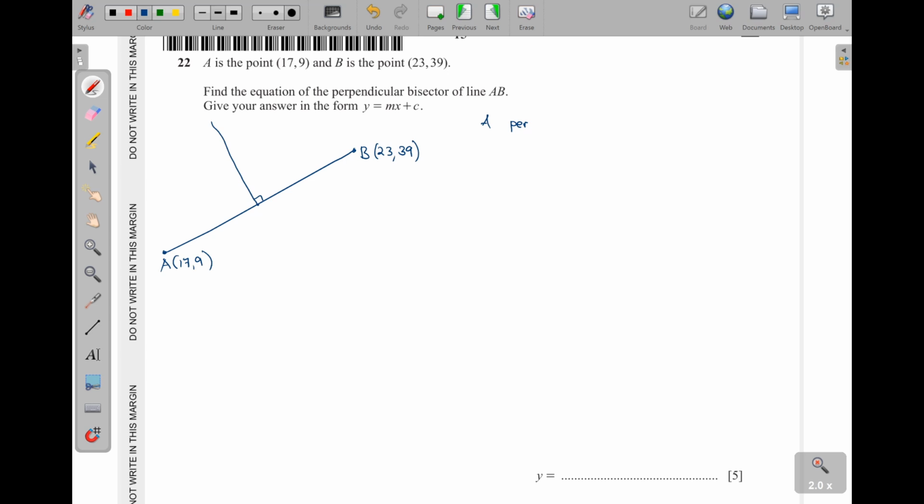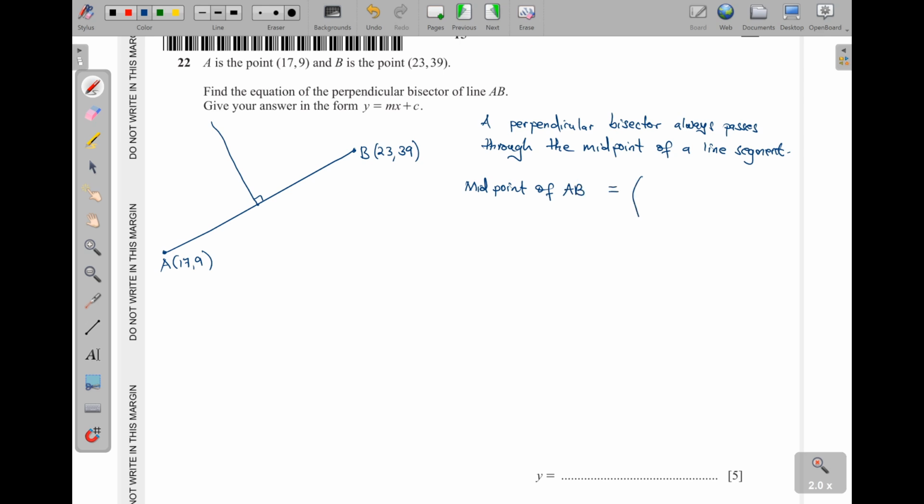A perpendicular bisector always passes through the midpoint of a line segment. This is very important. Okay, now that means we need to get the midpoint of AB, which is going to be the average of the x coordinates and then the average of the y coordinates.